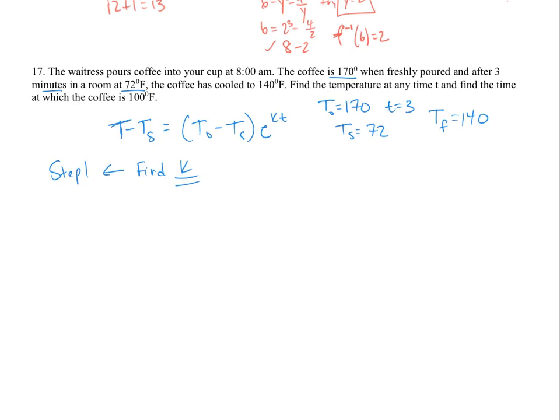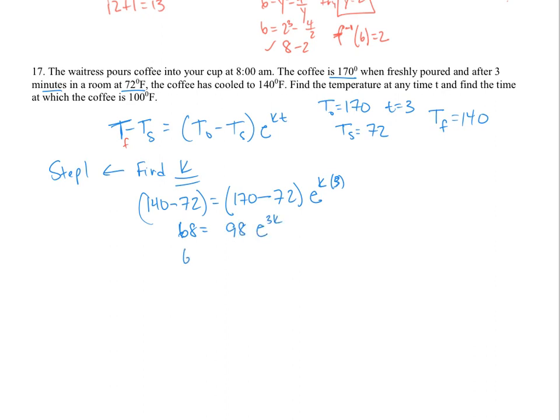This T right here we said can be also called T sub F. It's our final temperature, so it's fine. So let's plug everything in. We have our final temperature of 140 degrees minus our surroundings, which is 72, equals our initial temperature was 170 when coffee was first poured. Our surroundings is 72, e to the k, and this is 5 minutes. Or, I'm sorry, 3 minutes. 3 minutes. So let's go ahead and solve this. This ends up being 68 equals 98, e to the 3k.